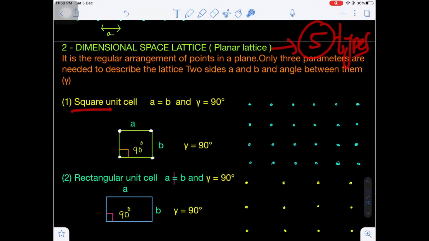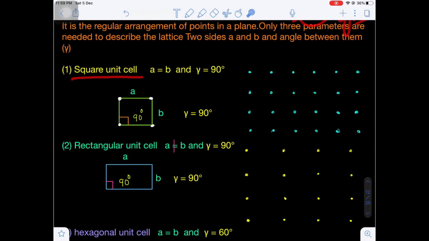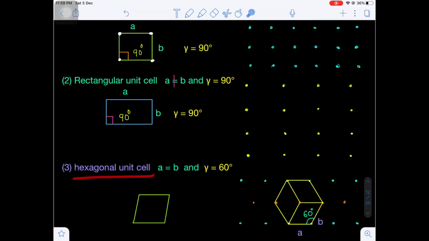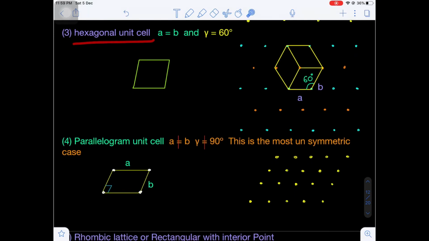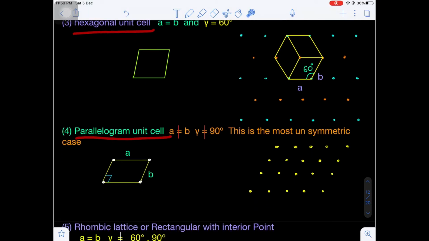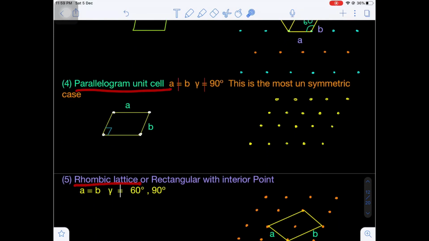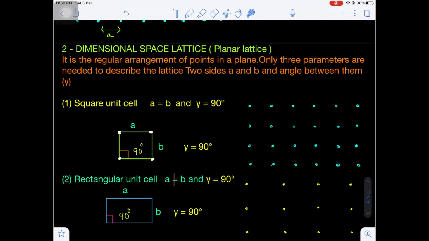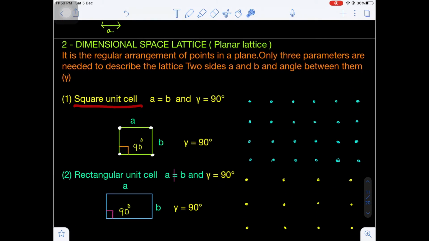What are those? Number 1, square unit cell. Number 2, rectangular unit cell. Number 3, hexagonal unit cell. Number 4, parallelogram unit cell. Number 5, rhombic lattice or rectangular with interior point. Let's take them one by one, starting with the square unit cell.